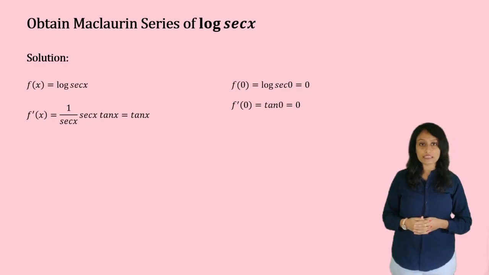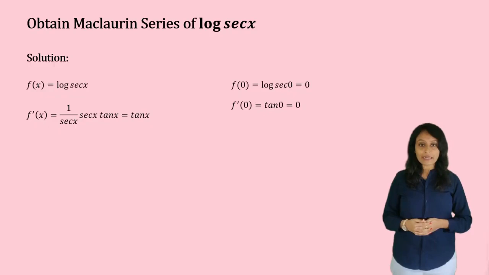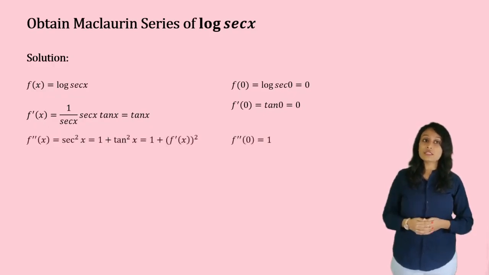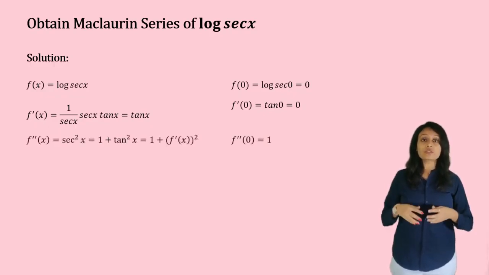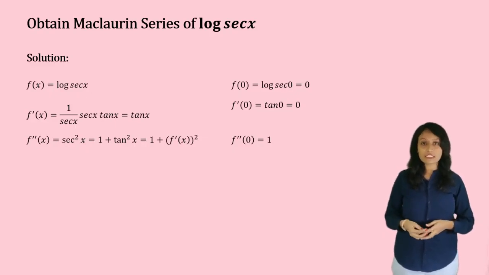So f'(x), that is the derivative of log sec x. Here we have to apply the chain rule. Okay, so it is 1 upon sec x into sec x tan x. On simplification you will get tan x. Again, its value at 0 is what? 0. Now to simplify it further, we will write in terms of the f(x) function.